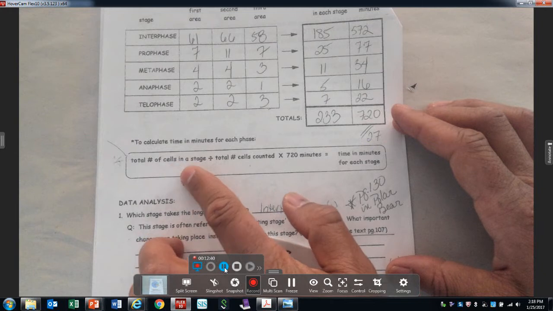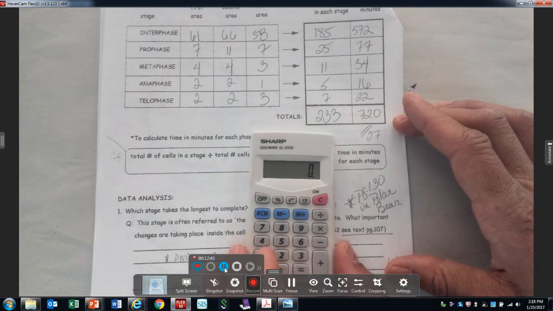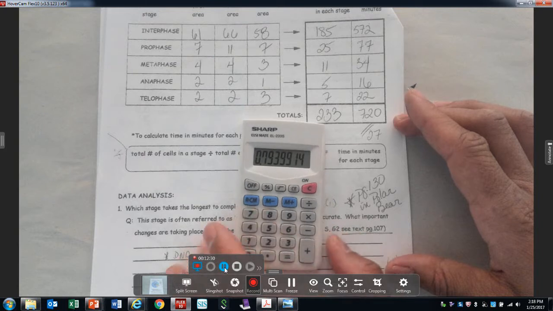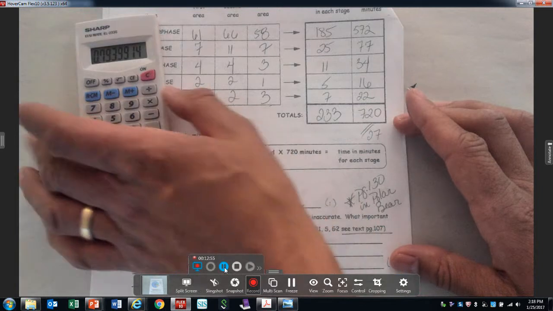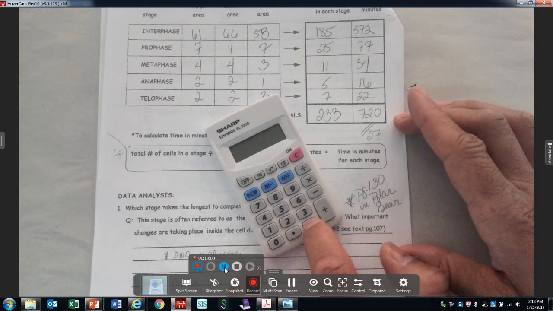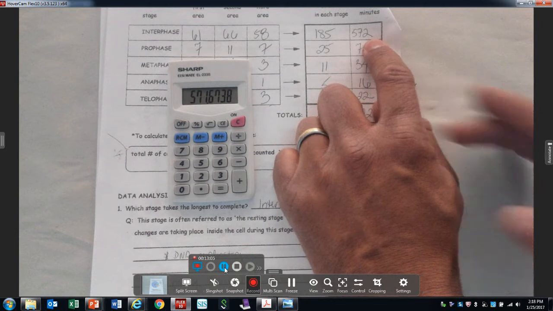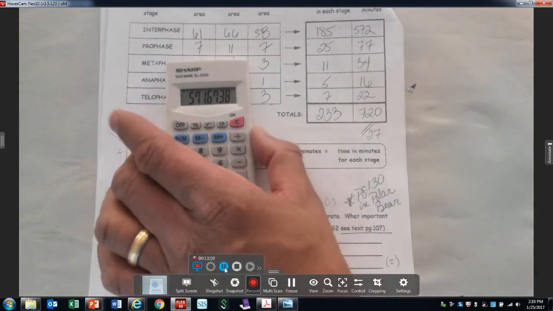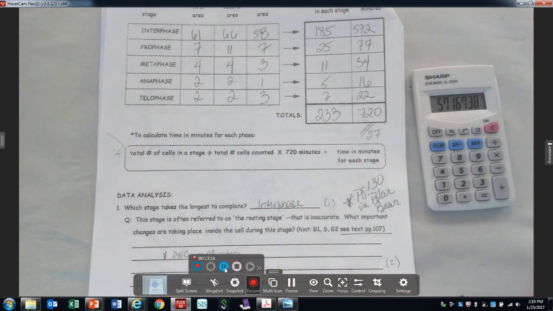It says the total number in each stage divided by the total number. So you take 180, and in order to get that number, I take 185 divided by 233 in my case. Now again, your numbers might be slightly different. That's going to give me a decimal, right? Then I got to multiply that by 720, and that's going to give me 571.6. I'm going to round up to 572. So that's how I got this number. You got to take this number divided by your total, then multiply by 720.